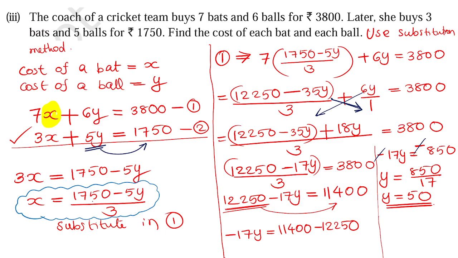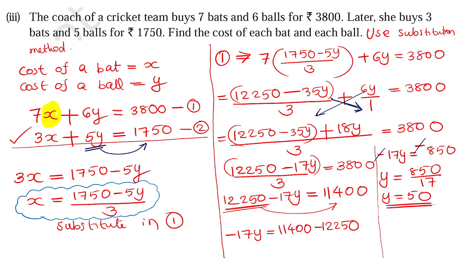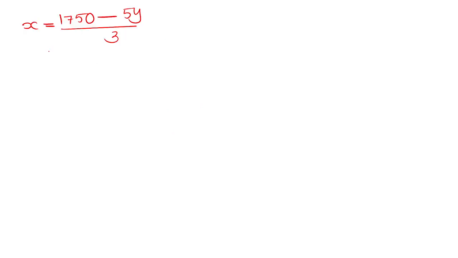Let me write the equation again. What is that? X equal to 1750 minus 5y by 3. I got the value of y. What is y? Y equal to 50. So 5 into 50, correct? 5 into 50, okay, or 250.